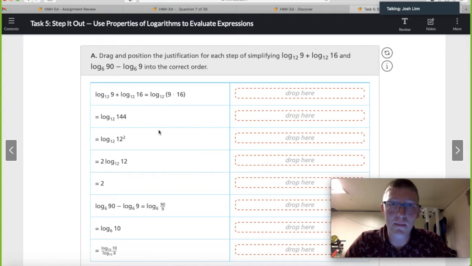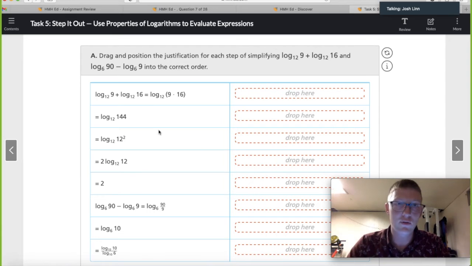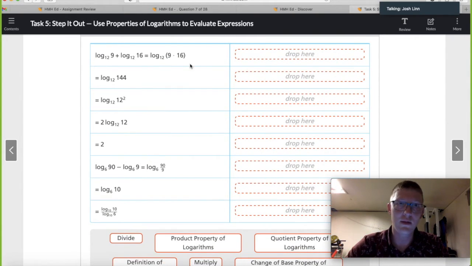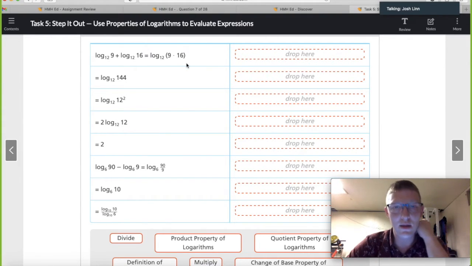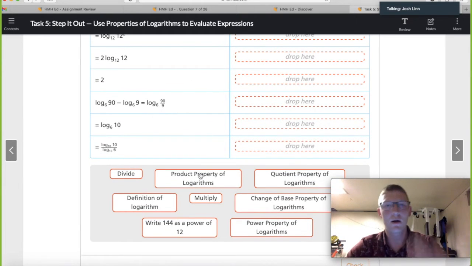So let's hear what we got. The justification for each step for simplifying log base 12 of 9 plus log base 12 of 16 and so on and so forth. Okay, let's see what our options are. So we've got this part right here. That's where we took two logs added together and they now were multiplied. So that is the product property of logarithms.